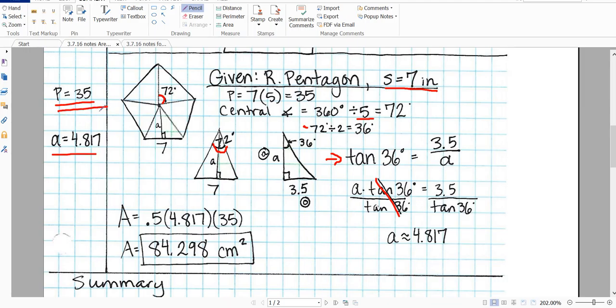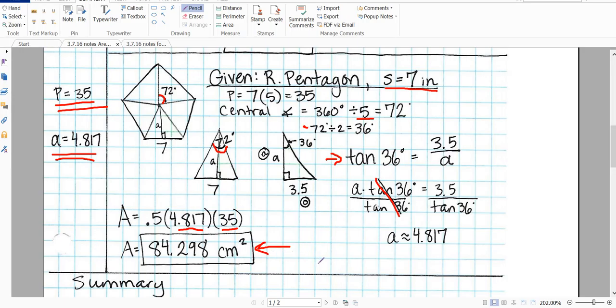We have both important pieces of information now, and we can put them right into our equation. The area is equal to 0.5 times our apothem times our perimeter. And there's our solution.